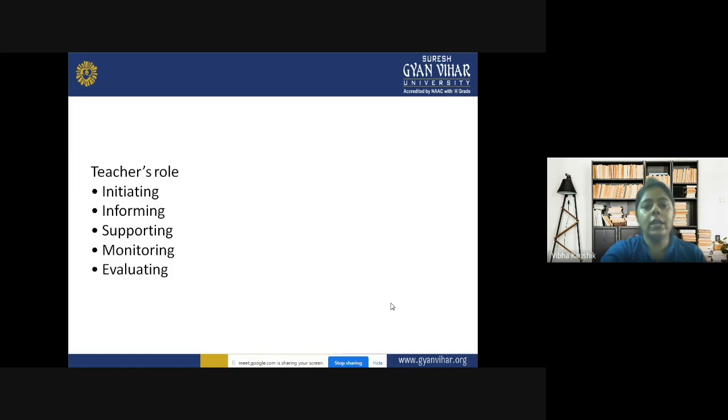Teachers' role: initiating, the teachers should start that; informing, the teachers should inform; supporting, where the students need guidance; monitoring, the teacher has to monitor the progress of the learner; evaluating, the teacher has to evaluate how much they have learned that particular concept.